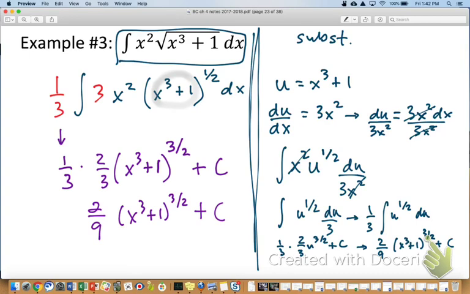It takes a little more space and a little longer time. 2/3 u to the 3/2. Right, so it's the same antiderivative, you just have a u, and then you've got to plug back in the x cubed plus 1. Anyways, just a little comparison.